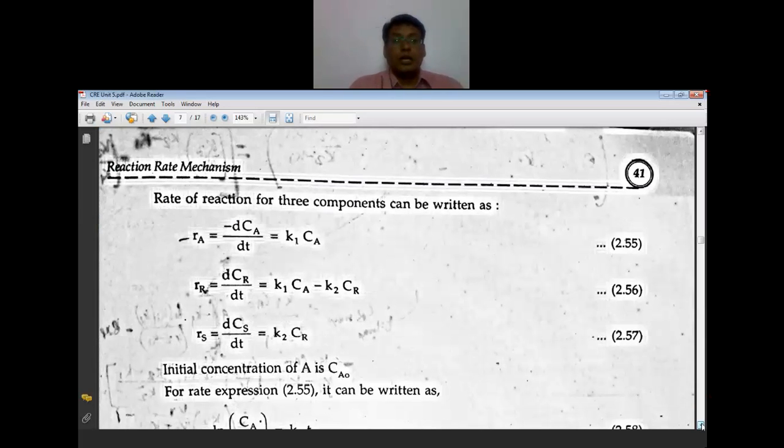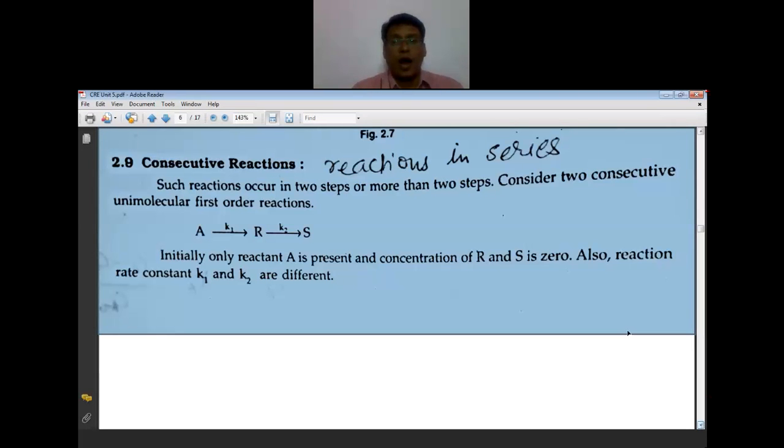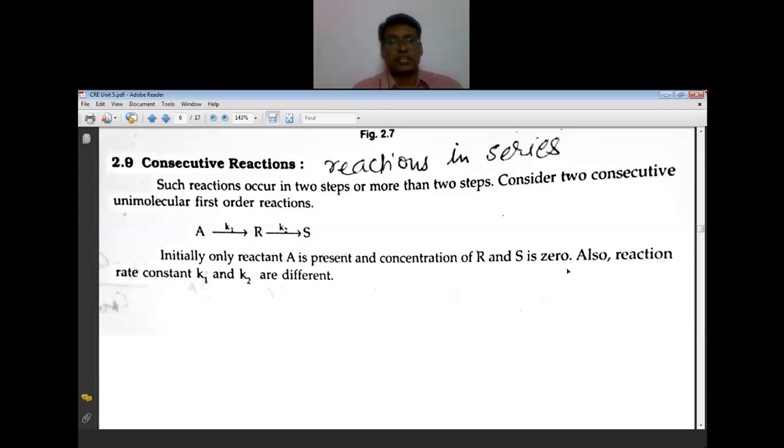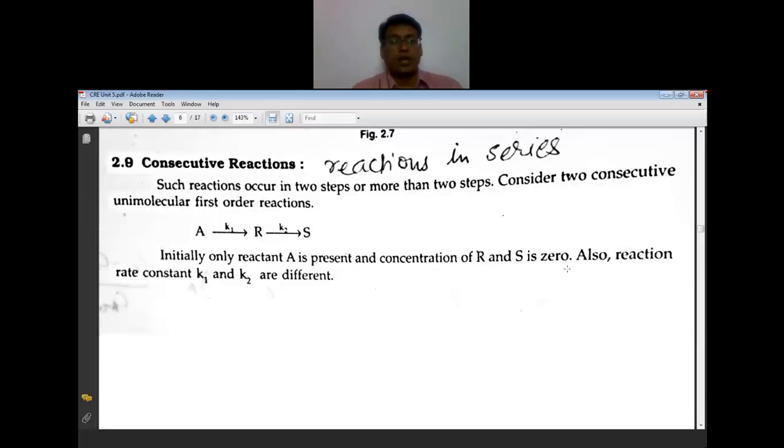Now writing a rate equation for the first, that is A giving you R. What rate equation you are going to write? That is minus rA, which is equal to minus dCA upon dt, which is equal to K1 into the concentration of CA. That is what? Rate of production of R.